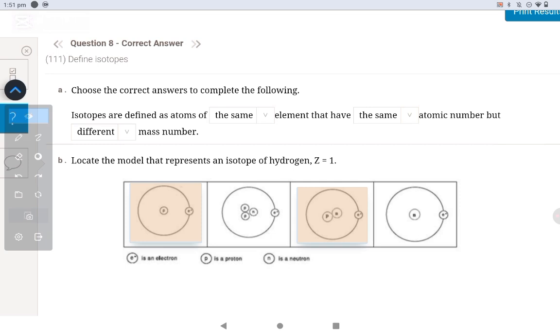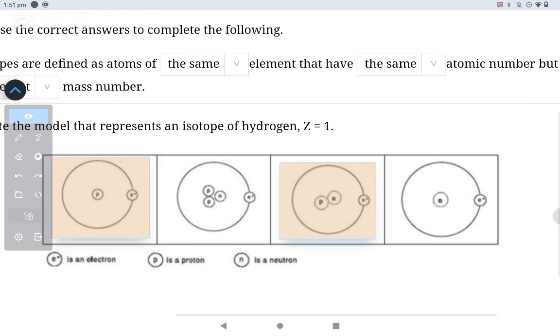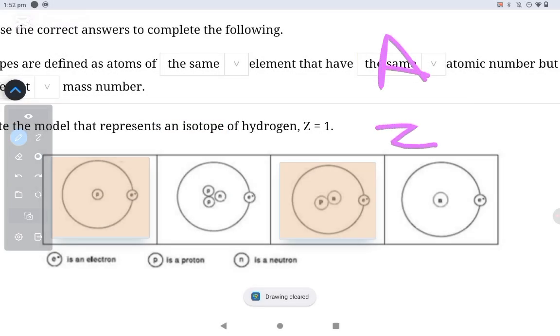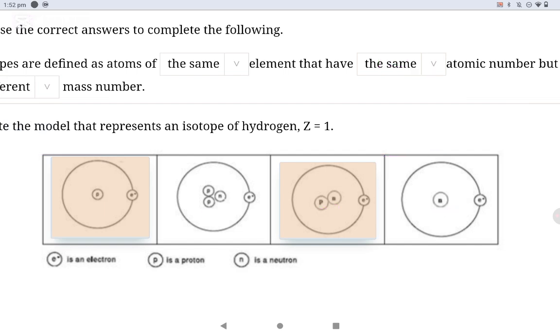Z is equal to 1. Like we said before, we have A over here and Z over here. Z is the number of protons, so the number of protons is 1. Only here and here we have 1 proton. The other ones, we have 2 here and none here.